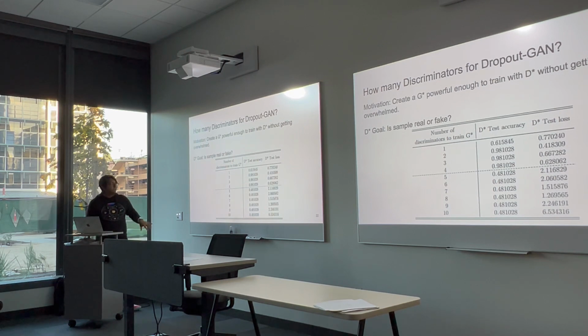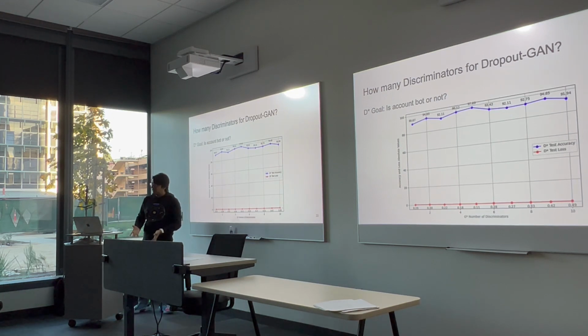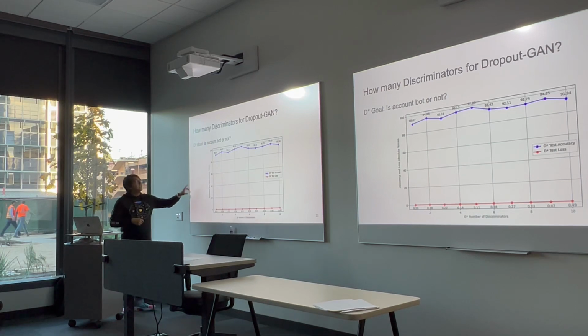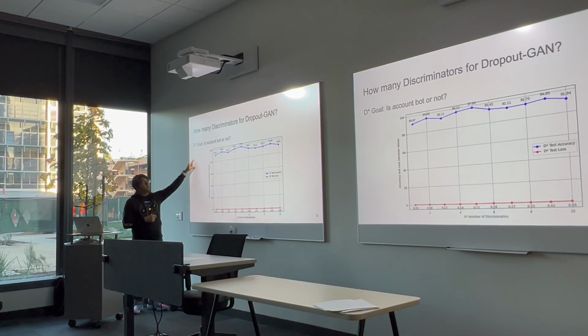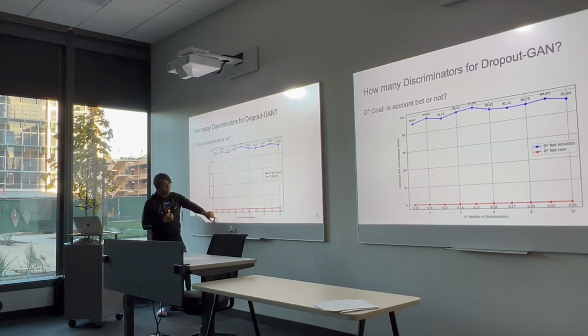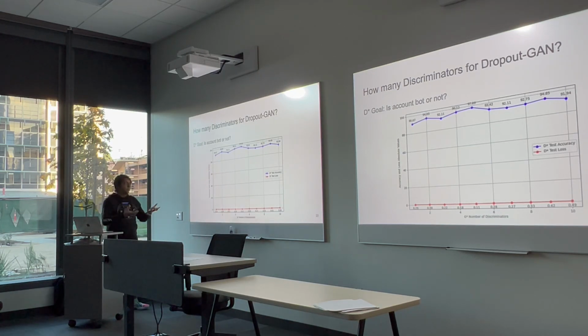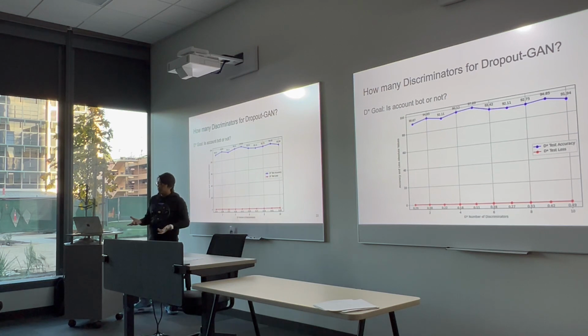Now, let's go back to our conventional GAN, and now we can finally get to the issue of bot detection. Now we're measuring our D star performance. Remember, we're talking about whether a particular sample is a bot or not. We see that when we train a D star against a G star with 5 discriminators, the accuracy seems to be the most optimal. So it seems like for both of these cases, 5 is the magic number for a dropout GAN.